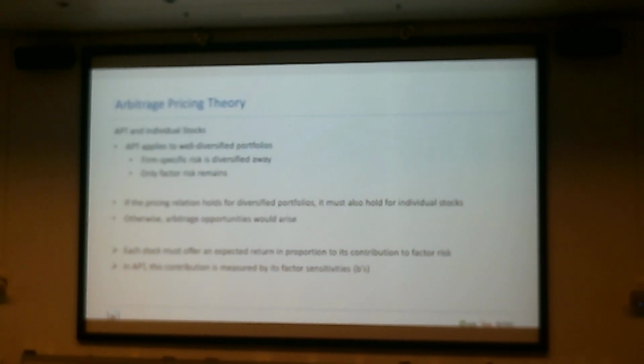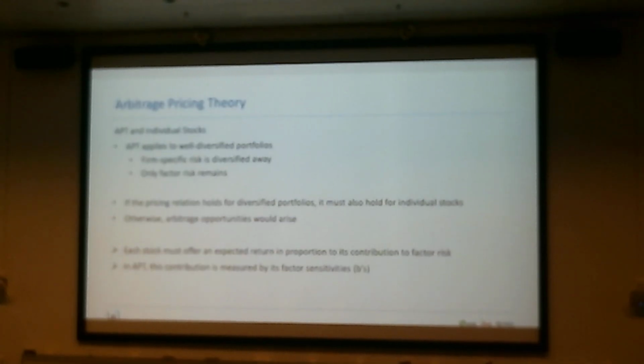All right, so in principle, the APT applies to well-diversified portfolios, where the firm-specific risk is diversified away, and only the factor risk remains. So only this systematic risk remains. But if this pricing relation holds for diversified portfolios, it must also hold for individual stocks. Because otherwise you could come up with a nice combination of stocks, which then gives you again risk-free returns, which by these arbitrage assumptions is not possible.